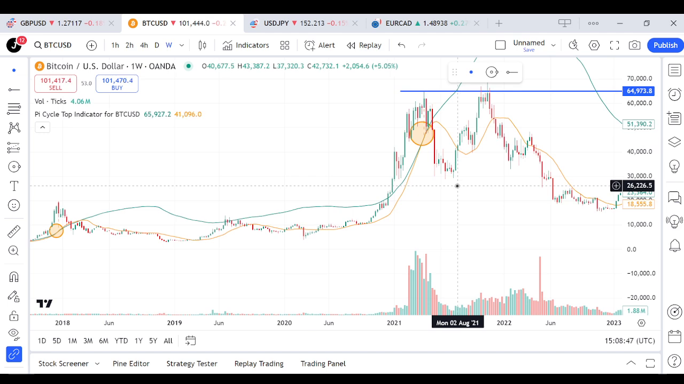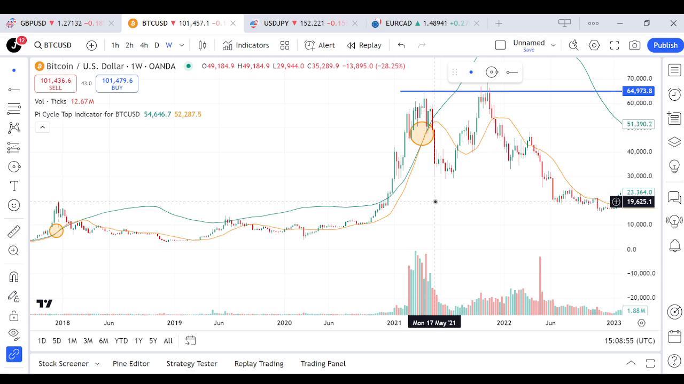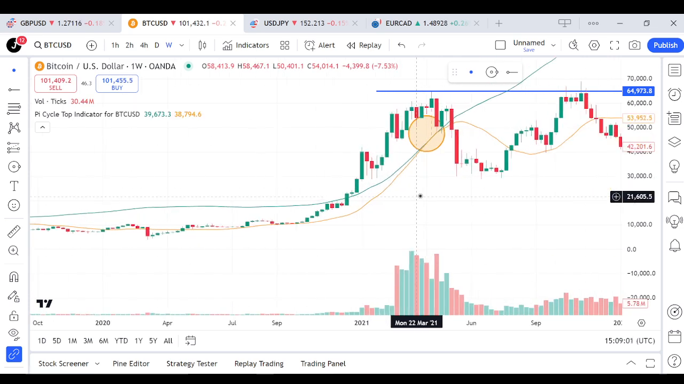So let's talk about how to apply this in your trading. First, you should keep a close eye on the convergence of the two moving averages. As they begin to narrow, it's a signal that Bitcoin's price is experiencing significant upward momentum.